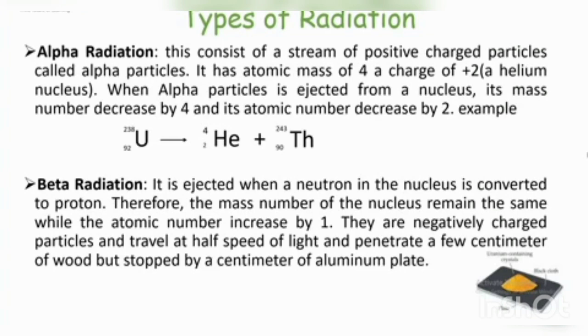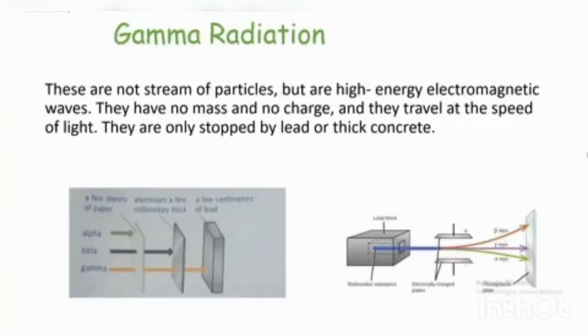Beta emitting contaminants may be harmful if deposited internally. The third type of radiation is gamma radiation. These are not streams of particles but are high energy electromagnetic waves. They have no mass and no charge. That means they are not negative and they are not positive. And they travel at the speed of light.